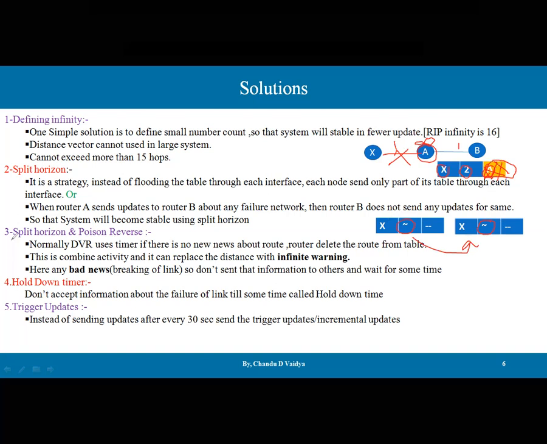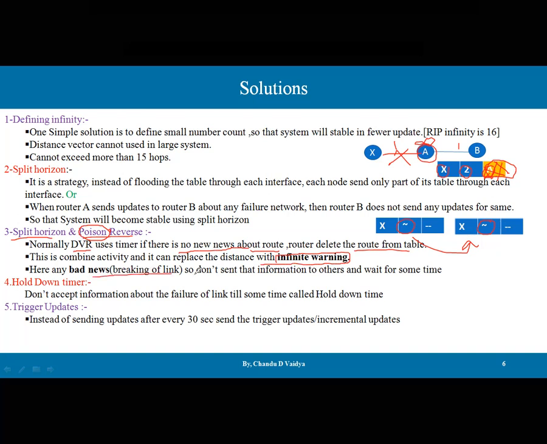And there is a next solution, split horizon and the Poison reverse. So poison is the bad news. What is poison? The breaking of links is poison, or bad news. Normally, distance vector routing protocols use a timer. If there is no new news about a route, a router deletes the route from the tables. This is combined activity, and it can replace the distance vector route with the infinite warning. The warning can be given in this particular scenario.